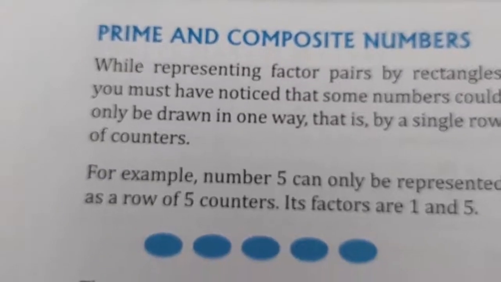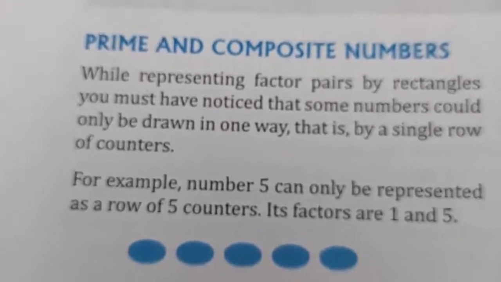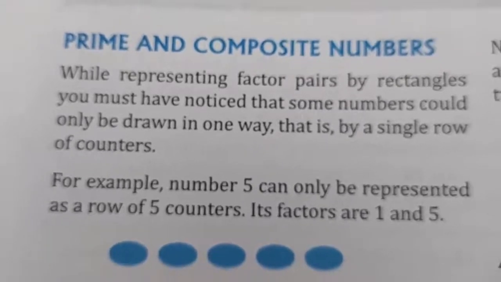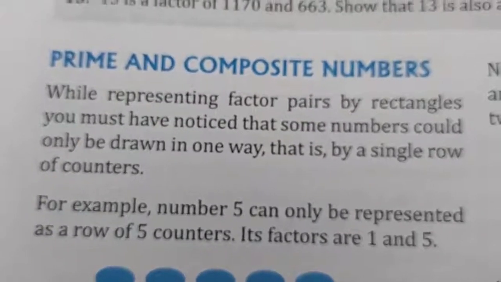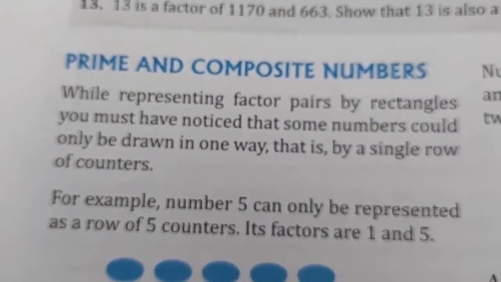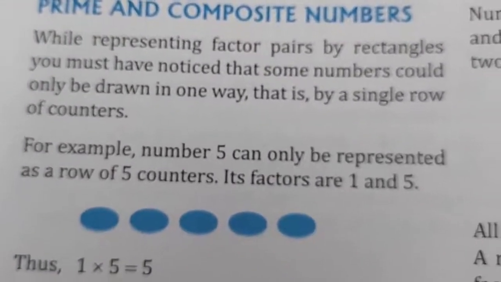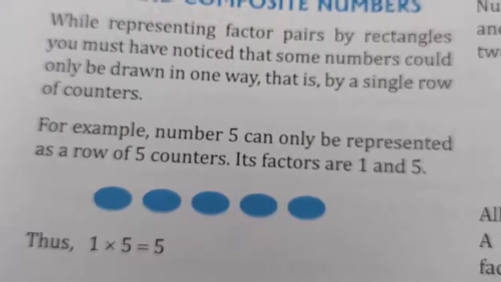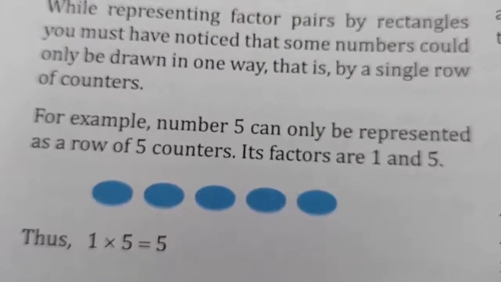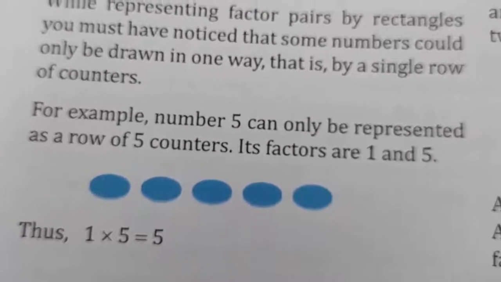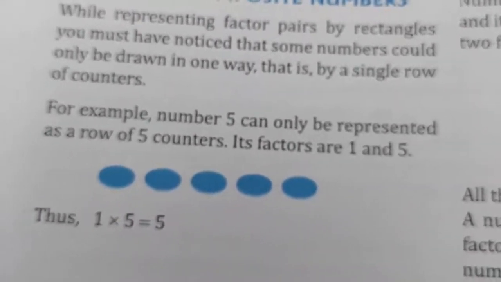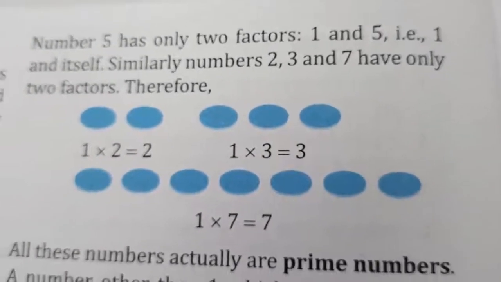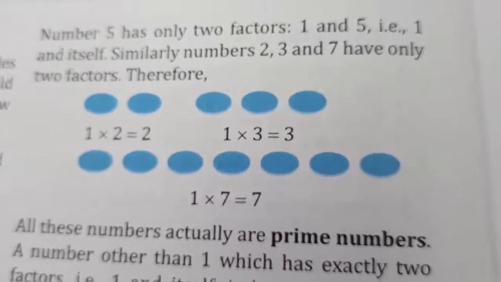So, prime and composite numbers. While representing factor pairs by rectangles, you must have noticed that some numbers could be drawn in only one way, that is, by a single row of counters. For example, the number 5 can only be represented as a row of 5 counters. Its factors are 1 and 5. So number 5 has only two factors, 1 and the number itself.